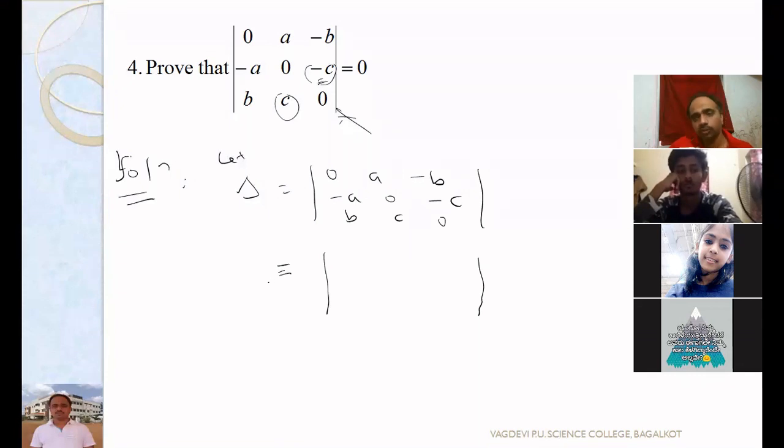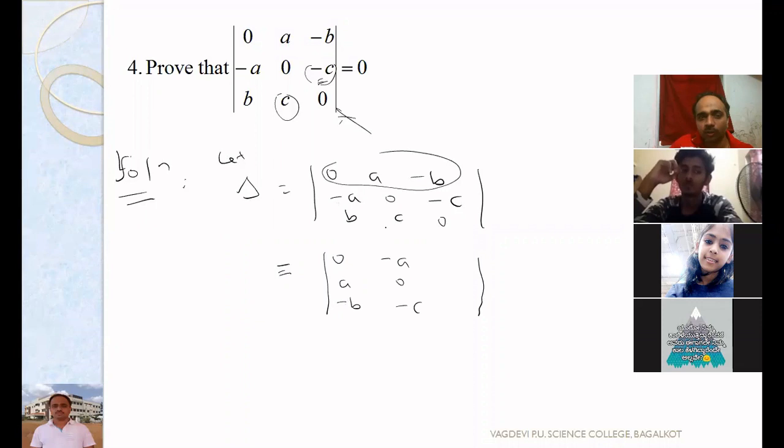First property: you can interchange row with column, not row with row. If you interchange row with row, it will take a negative sign; it changes in sign. I'll interchange row with column. First row will be converted to first column: 0, A, minus B. Second row I will make the second column: minus A, 0, minus C. Third row, what is the third row? B, C, 0. I will make it the third column. Is it correct? Yes. First row converted to first column, second row to second column, third row to third column.